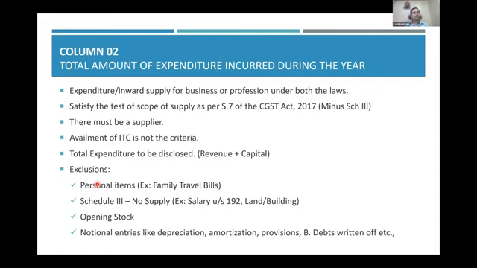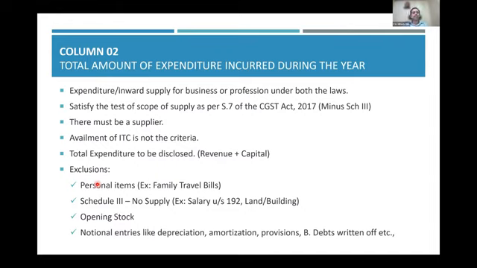So in either expenditure, inward supply for the furtherance of business or profession. In GST, we have this terminology, furtherance of business or profession. So for that purpose only, this particular information has to be reported. The structure of indirect tax legislation, that is GST, lies on section 7, that is scope of supply. If anything passes the test of scope of supply, that only gets covered under indirect tax, that is GST.